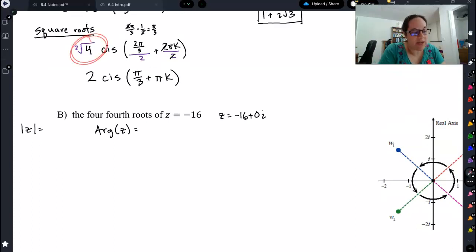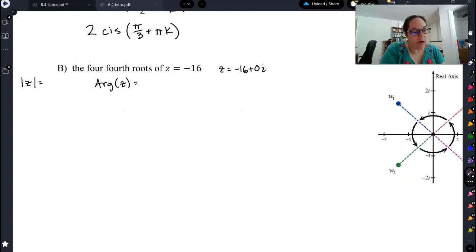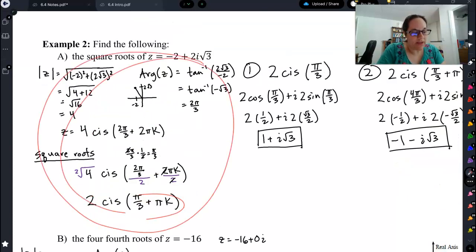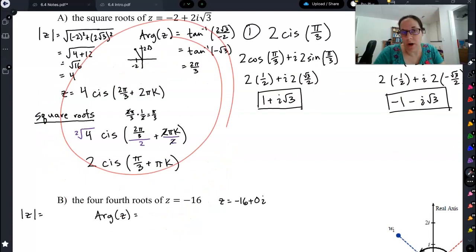This time we're taking the 4th roots. So take the 4th root of the modulus and then divide your arguments by 4 to see if you can come up with this part on your own. So basically what I want you to do is all of this part, do that on your own for this 4th roots problem, and then come back to check your work and see how you did.